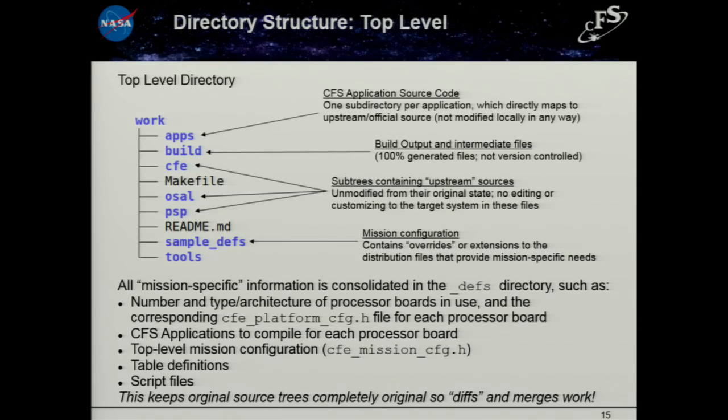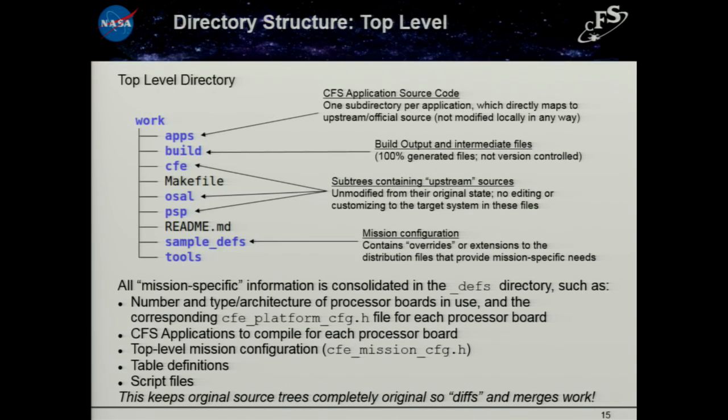All right, so just to give a quick overview of what a top-level CMake build tree looks like, it should be fairly recognizable. We have the CFE, OSAL, and PSP. Those are actually kind of in the middle there. But the main thing I want to point out is those subtrees would literally be a clone or a subtree or a submodule checkout of the CFE source code.